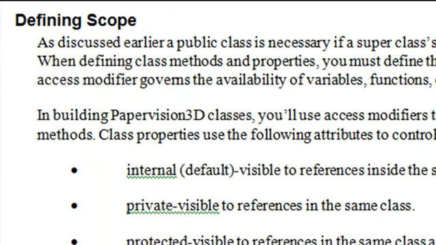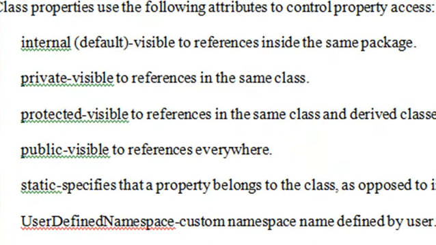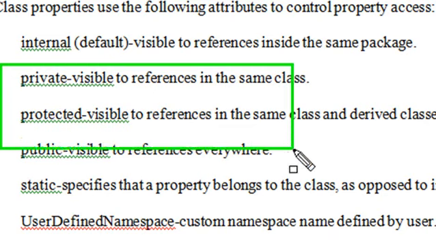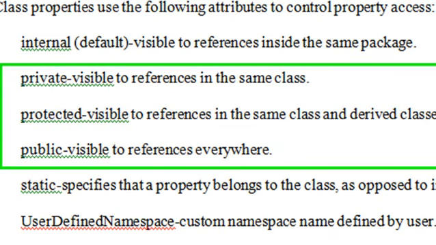Here's another important concept. This is defining scope. And here's a number of names that you may not be familiar with. Internal, private, protected, public, static, a user-defined namespace. We'll primarily be interested in 3 of these. And here they are right here. Private, protected, and public. Private is visible to references in the same class. Protected is visible to references in the same class and derived classes. And public is visible to references everywhere.